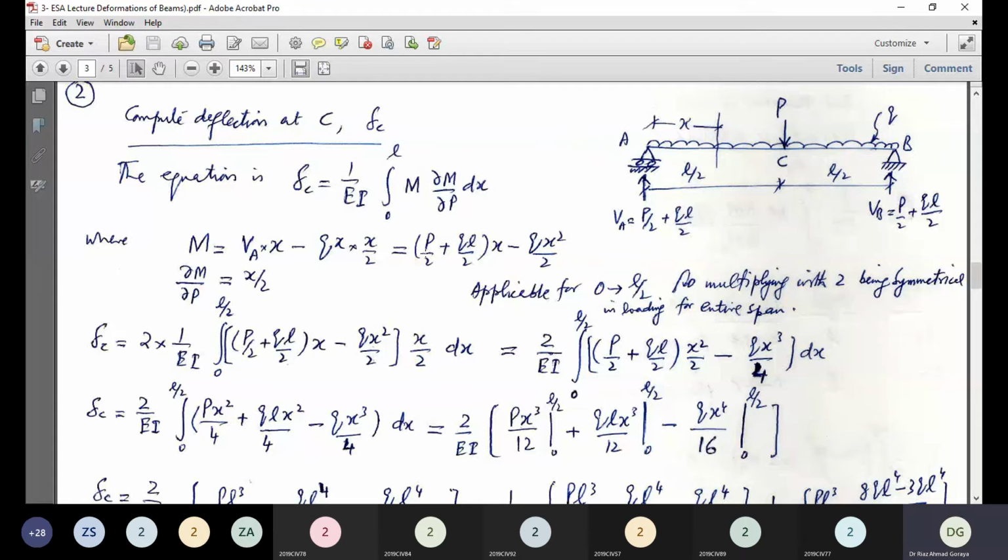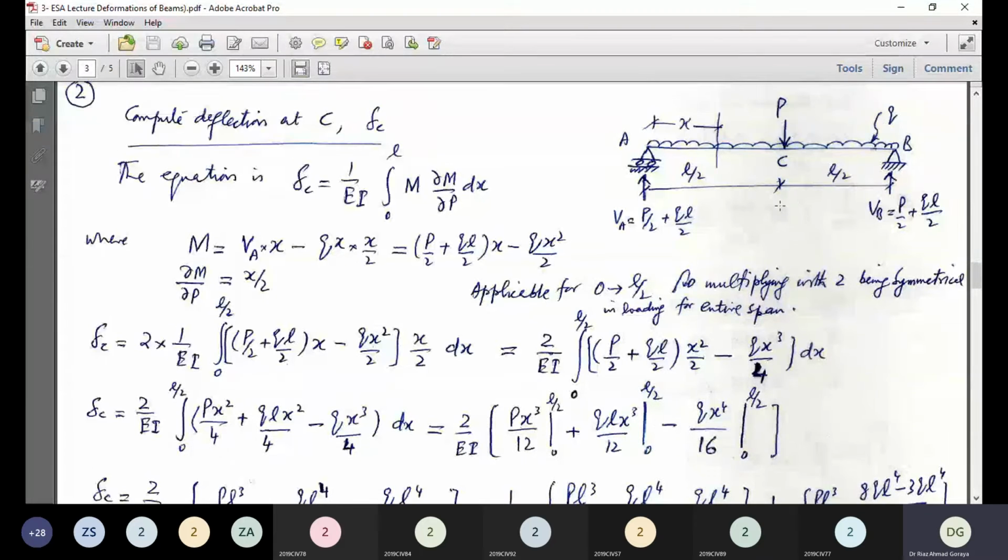Since the loading is symmetrical, this is important to understand. Since loading is symmetrical, that is why for the entire span we will multiply it with 2. If this loading were not symmetrical, then we would take both portions separately, portion AC and portion BC, and then sum them up. Since here the loading is symmetrical, we simply multiply by 2.